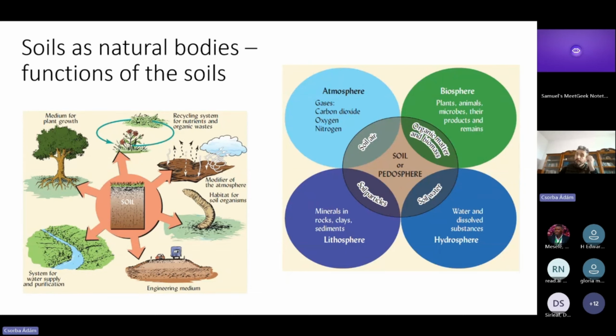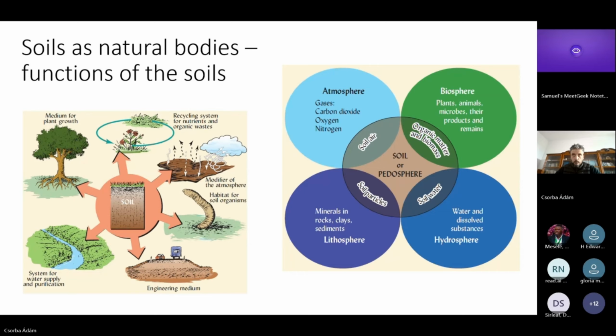Soil is not just loose material covering the ground. It is a natural body formed through the interaction of different components of the Earth system. It is located at a very special location in the Earth system. It can be found at the boundary of the atmosphere, the biosphere, the hydrosphere, and the lithosphere. And what is very important and interesting, that soils contain parts from each of these spheres.